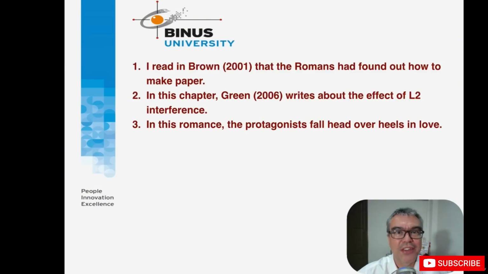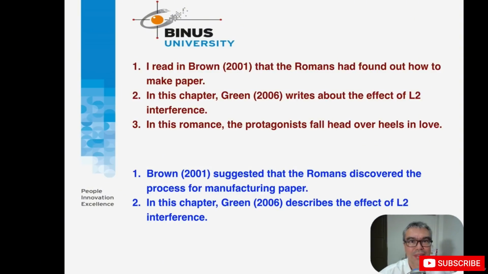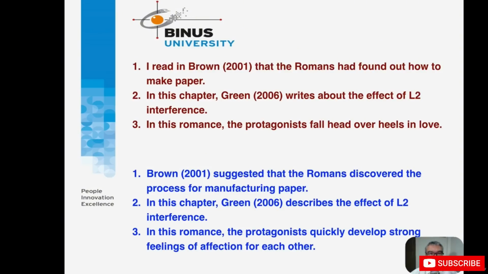So, if we rewrite this using better academic style, we have: Brown suggested that the Romans discovered the process for manufacturing paper. In this chapter, Green describes the effects of L2 interference. In this romance, the protagonists quickly develop strong feelings for each other. In this romance, the protagonists quickly develop strong feelings of affection for each other.